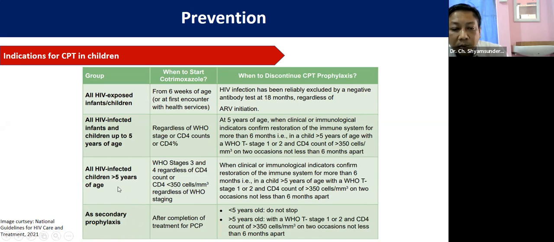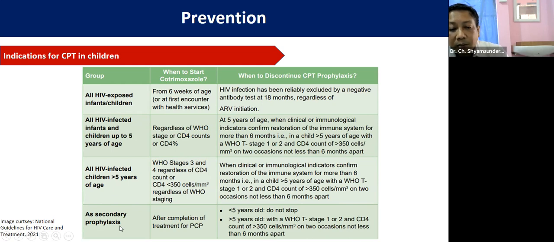In those children with more than 5 years of age, when to start? WHO stages 3 and 4, regardless of CD4 count, or CD4 count less than 350 cells per cubic mm, regardless of WHO staging. Here also same thing. When clinical or immunological indicators confirm restoration of the immune system for more than 6 months in a child more than 5 years of age with a WHO staging 1 or 2, CD4 count more than 350 cells per cubic mm on 2 occasions, not less than 6 months apart.